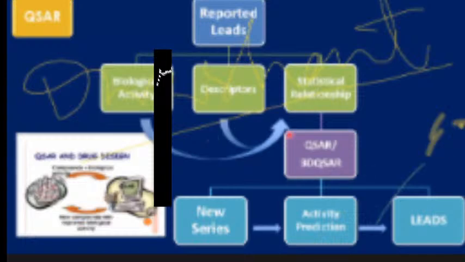What is the difference between QSAR and 3D QSAR? If among the descriptors you are calculating steric descriptors along with electronic descriptors, then that is 3D QSAR. But if there is no accounting of spatial arrangements, that's only QSAR. There can be hundreds of descriptors calculated using different software. So: biological activity, descriptors, and then statistical relationship.